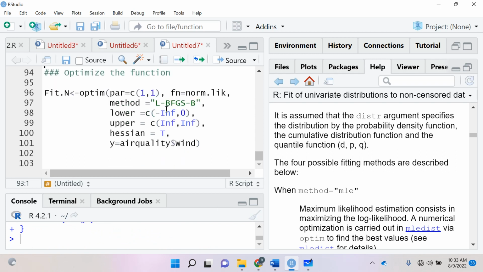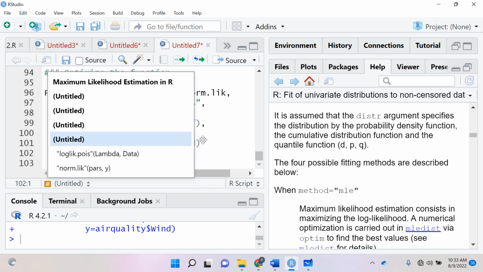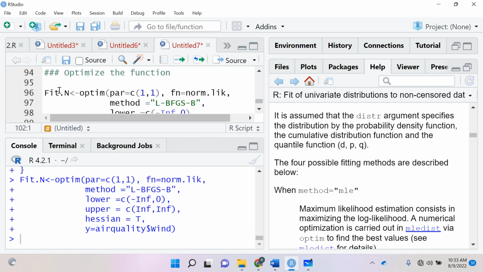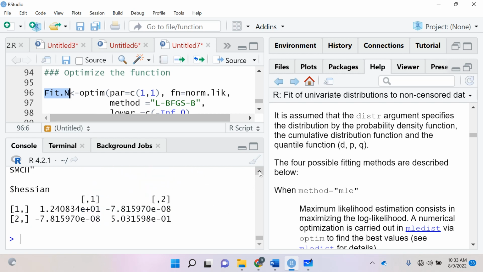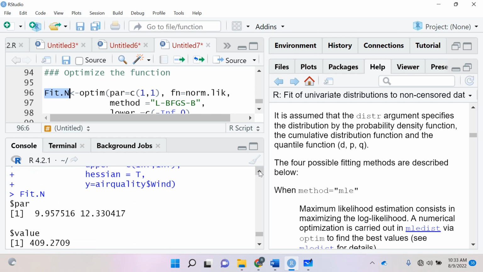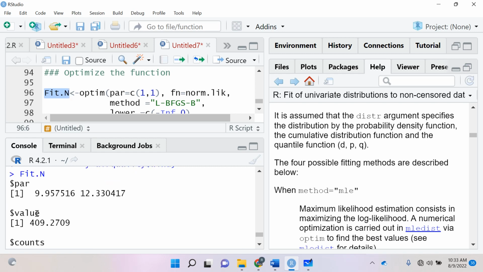Okay. So what have we learned over here? That we can actually debug our codes to get the results. So now I get my results. Okay. It works perfectly now. Okay, so now I click over here, and there it is. So the parameters are what? 9.995 and 12.33, the value of the function is positive.